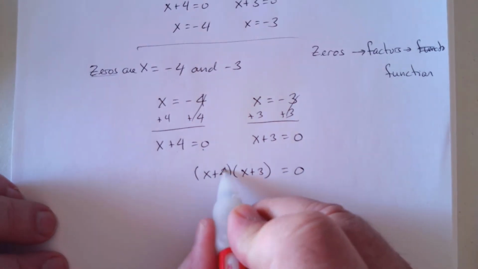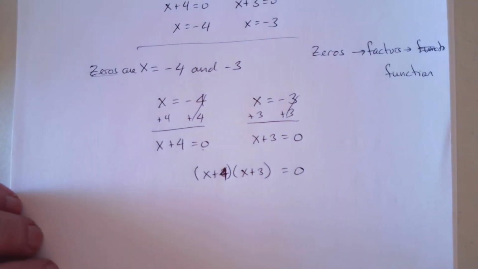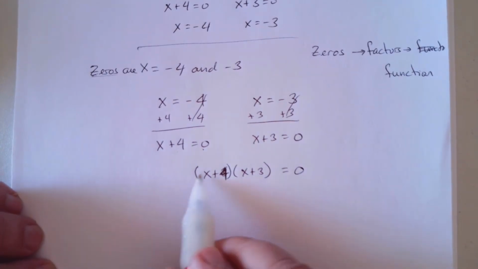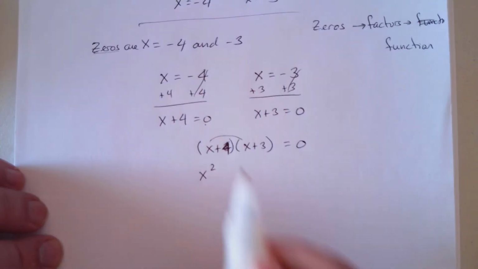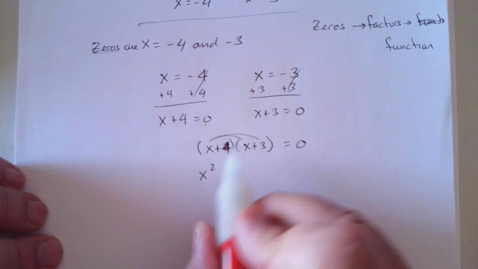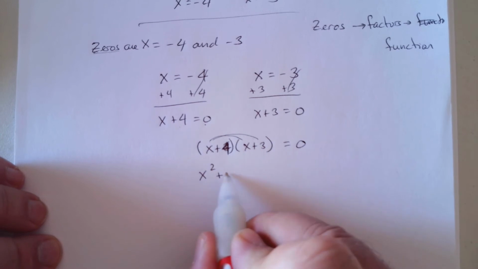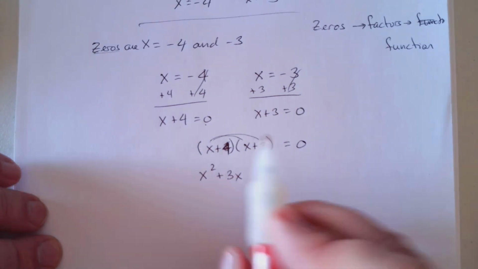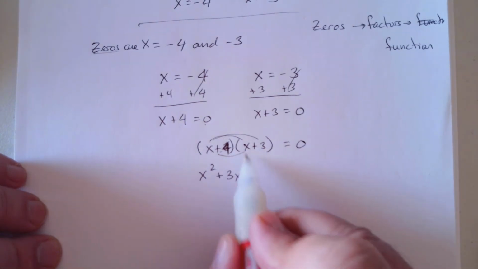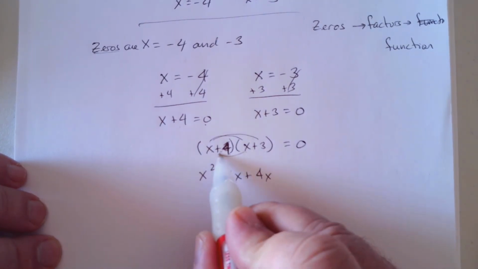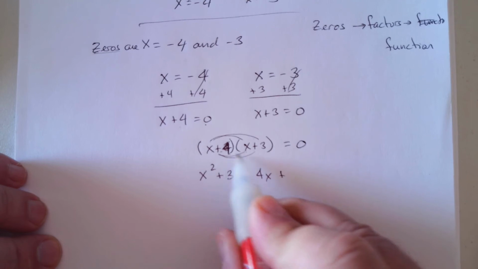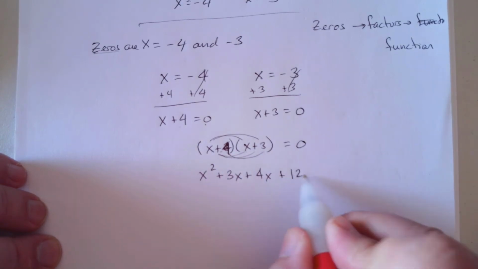Oops, x minus 4. That's really plus 4. Now, since it's this way, let's multiply them together. X times x, x squared. Positive times positive is positive. X times 3 is 3x. Positive times positive is positive. 4 times x is 4x. Positive times positive is positive. 4 times 3 is 12.